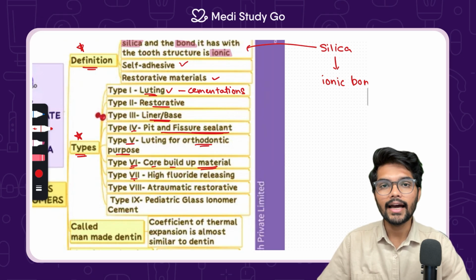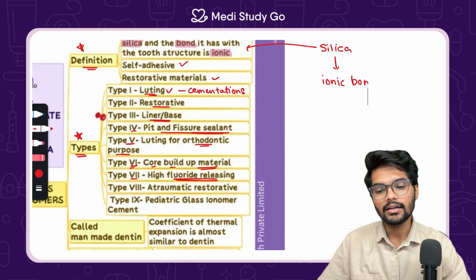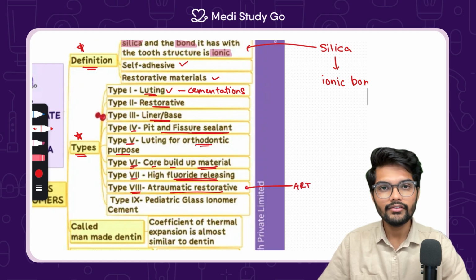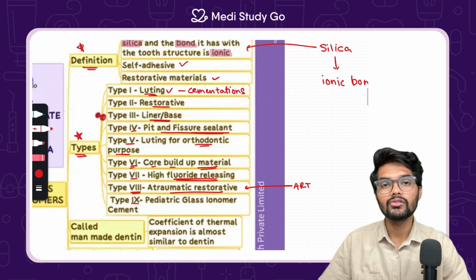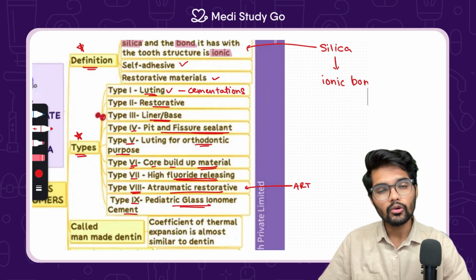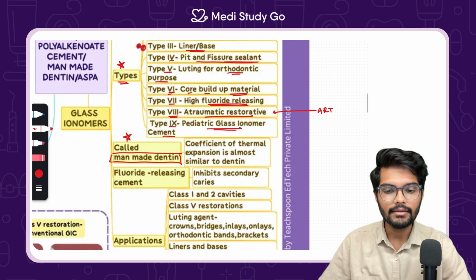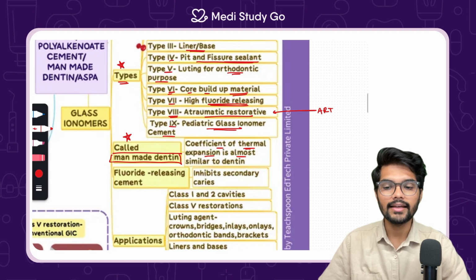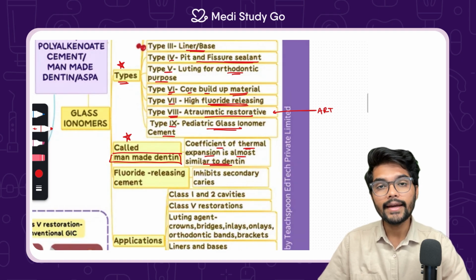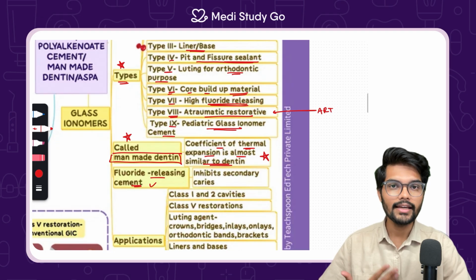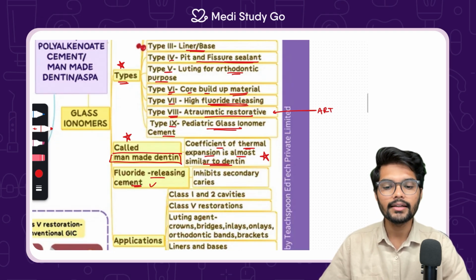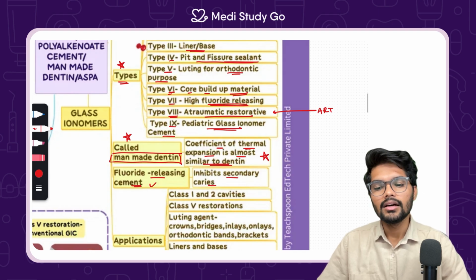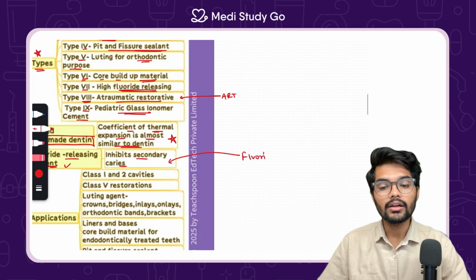Type 7 is high fluoride releasing. Type 8 is used for atraumatic restorations or ART. And finally, we have type 9 GIC, which is used for pediatric patients. It is also called as man-made dentin because the coefficient of thermal expansion of GIC is almost as much as that of dentin. The fluoride releasing ability of GIC is one of the most important properties which basically inhibits secondary caries.